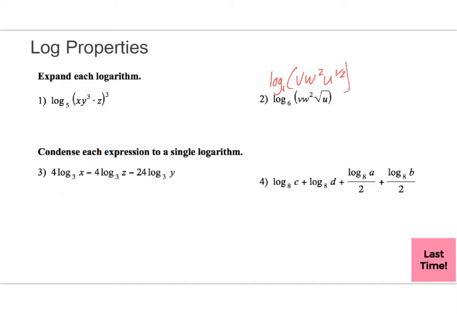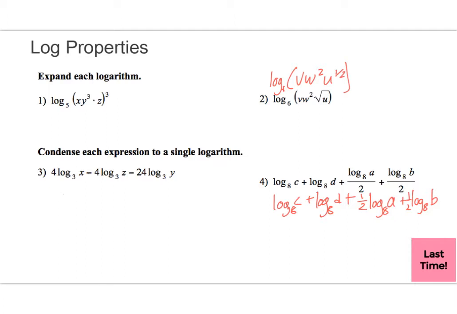And the second is on number 4. I'm going to write the things that are divided by 2 as times a half instead. So log base 8 of d plus 1/2 log base 8 of a plus 1/2 log base 8 of b. And again, that's just to make this look a little bit easier. It means the same exact thing, but that lets us work on these a little bit faster.